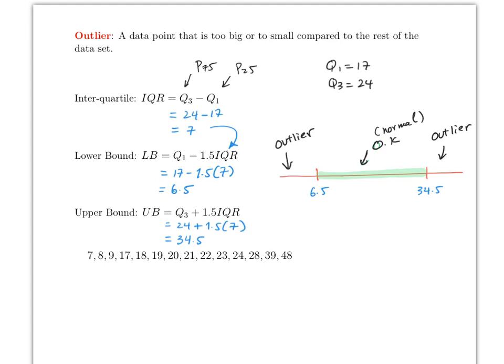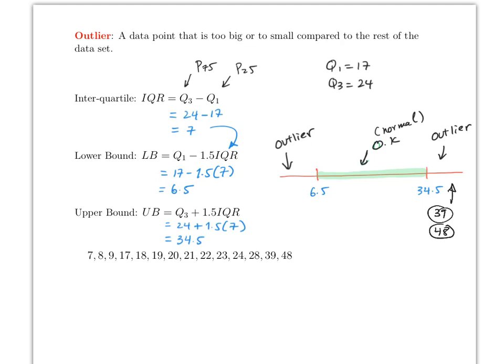The last thing you have to do is look at the original list we started with. Do you have any numbers less than 6.5? No. Do you have any number bigger than 34.5? Yes, these two. So therefore, 39 and 48 will be outliers.